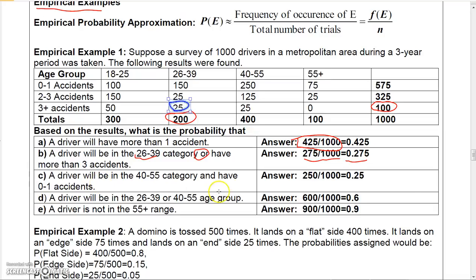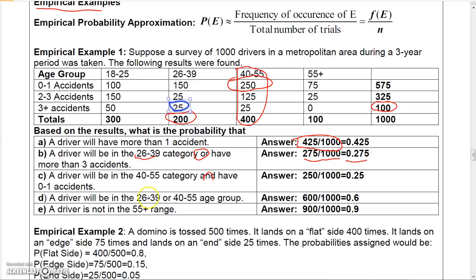The next one says 40 to 55 category and have 0 to 1 accidents. Well, that would be an intersection, for and. So you look for the 40 to 55 category and look where it intersects with 0 to 1 accidents, and that's going to be right here at the 250. So that's 250 out of 1,000, which is 0.25.